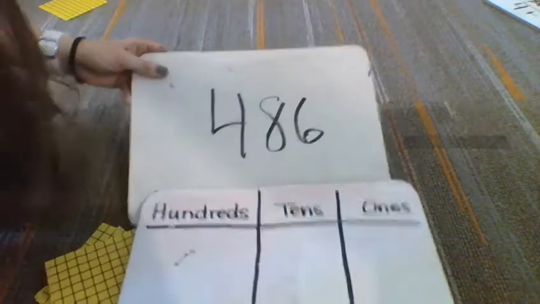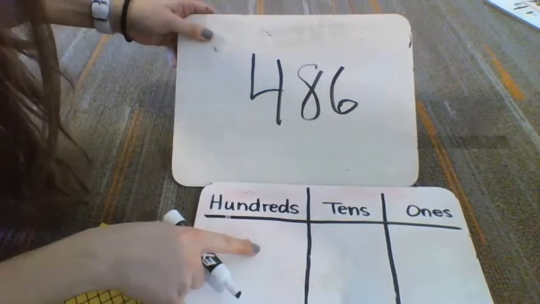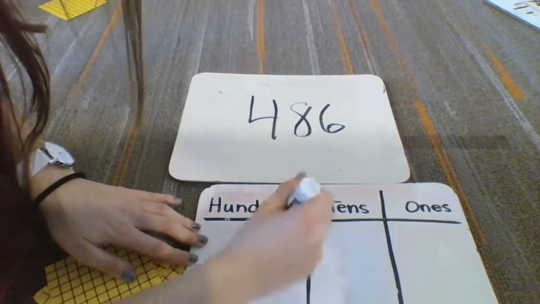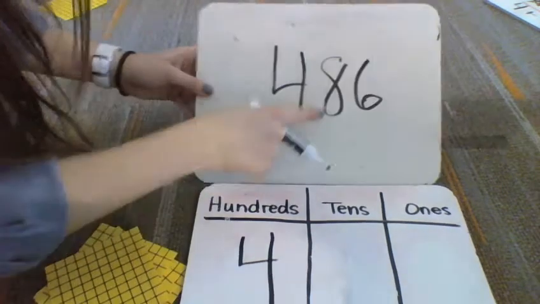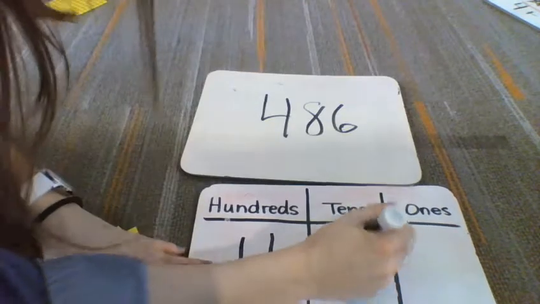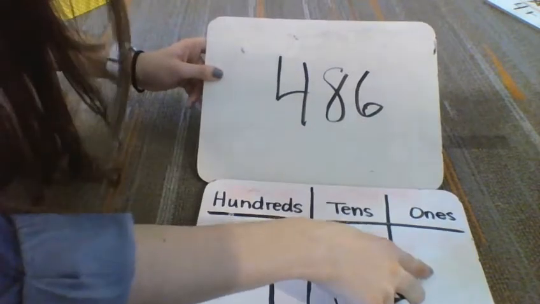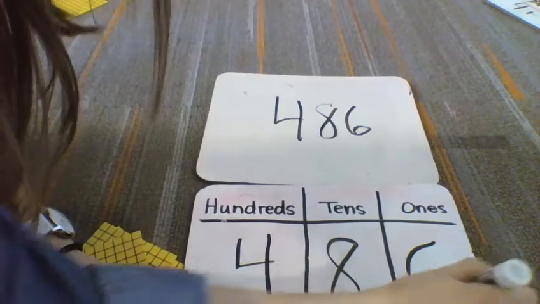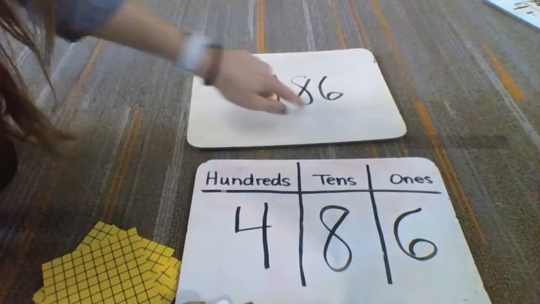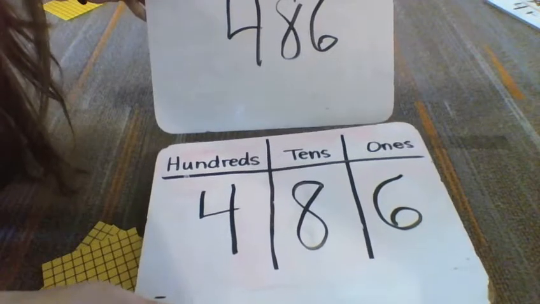First, let's go ahead and put that in our chart. So I'm going to try to match it up. So the 4 will go right here in the hundreds place value. So 4, the 8 will go in the tens place value. And then the 6 lines up with the ones place value. So 486 put in the chart looks something like this.